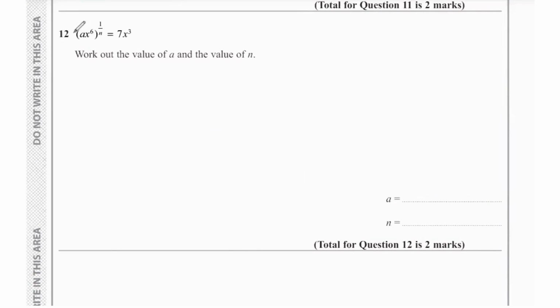Question 12 says, work out the value of A and the value of n. So this is a question on indices, and first what we need to do is realize which rule we need to apply over here. Now, whenever there's a power inside the bracket and outside the bracket, what we do is we multiply the powers.